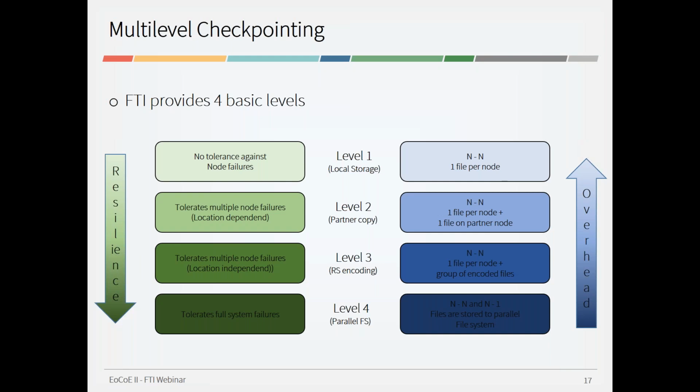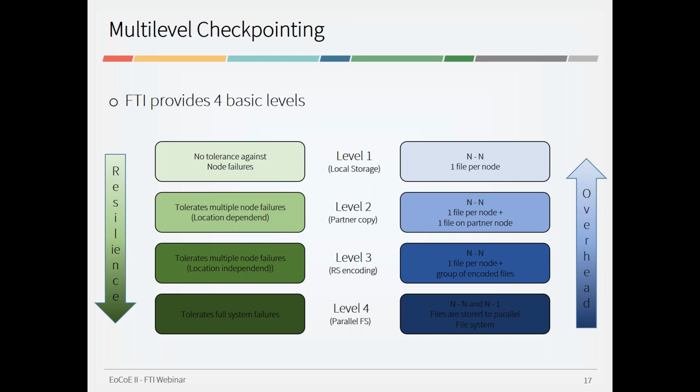Level 2 is a little bit more sophisticated. It takes the data from each process and we store it first of all on the node, same as level 1. But then we take that and we copy this data to the partner node. So to the partner process, which is definitely on another node, as I showed you before, which is also known as buddy checkpointing or partner checkpointing.